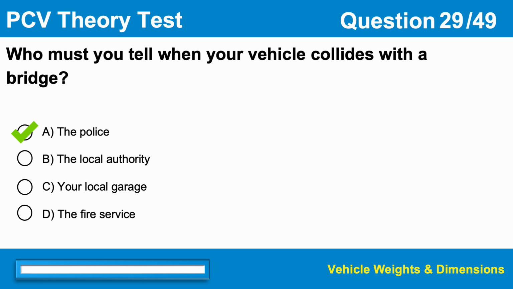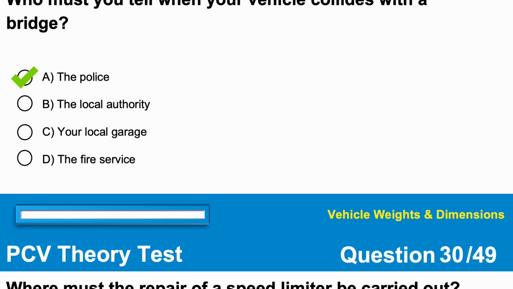The correct answer is A. Hitting a bridge with your vehicle can have serious consequences for road and rail traffic. You must tell the police about the incident immediately. If the bridge is a railway bridge, call the railway authority as well as the police to report the incident.